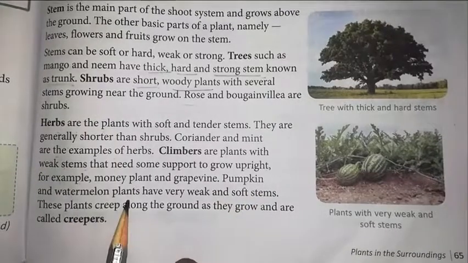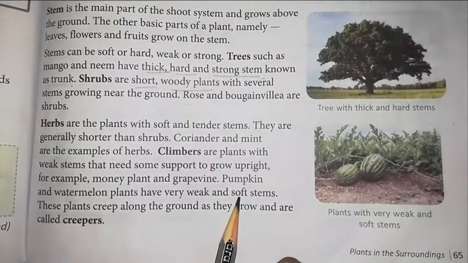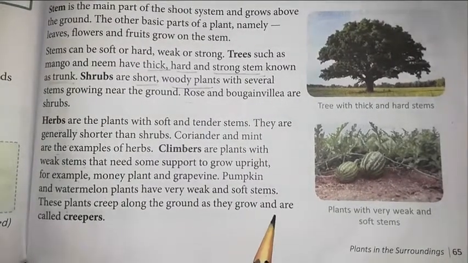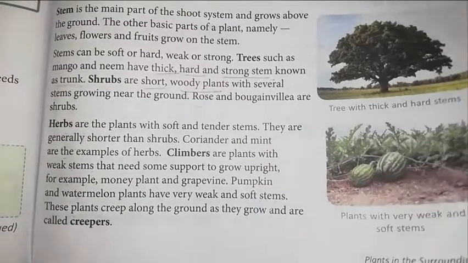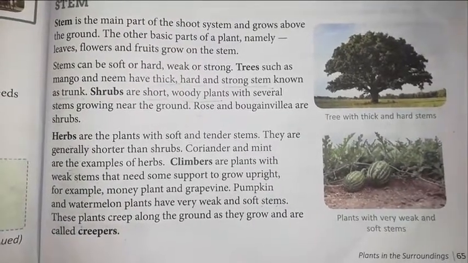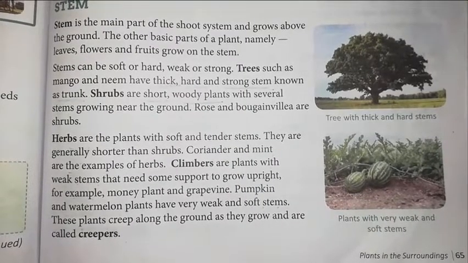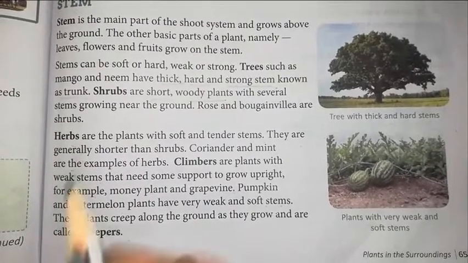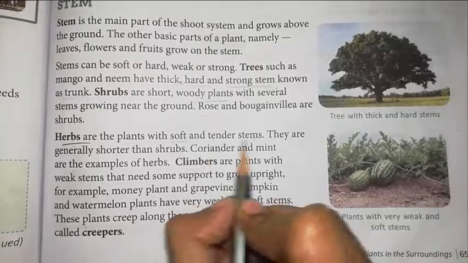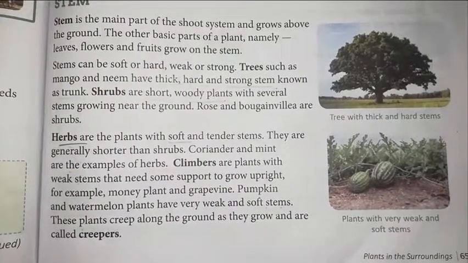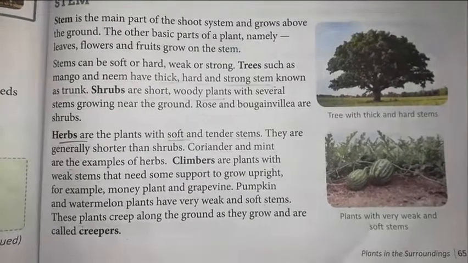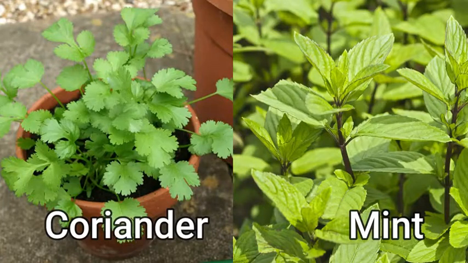Pumpkin and watermelon plants have very weak and soft stems. These plants creep along the ground as they grow and are called creepers. So now we will study about soft and tender stems. Herbs have soft and tender stems. Herbs are plants that are smaller than shrubs. Their stem is soft. Some examples of herbs are coriander and mint.